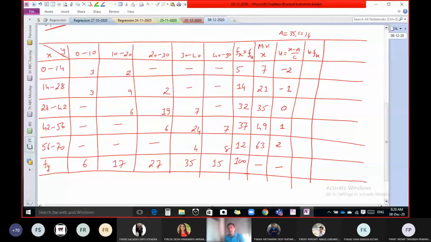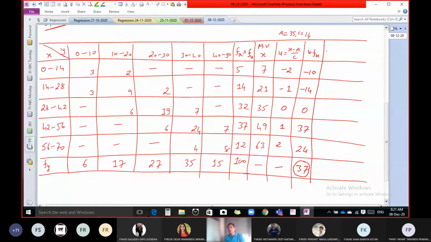Now simply u, that is minus 2, into fu, that is 5. So minus 2 into 5, we get minus 10. Then 14 into minus 1, minus 14. 32 into 0, 0. 37 into 1, 37. 12 into 2, 24. And simply add this. Yes, we require the total of this, and that is 37. So this is the total of u into fu.